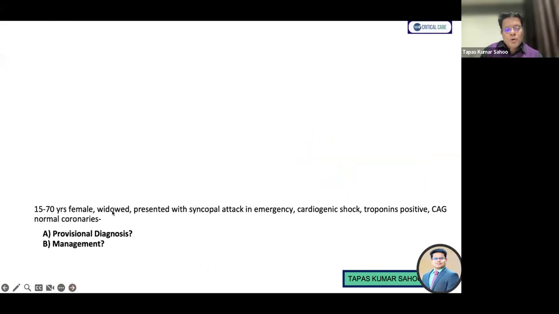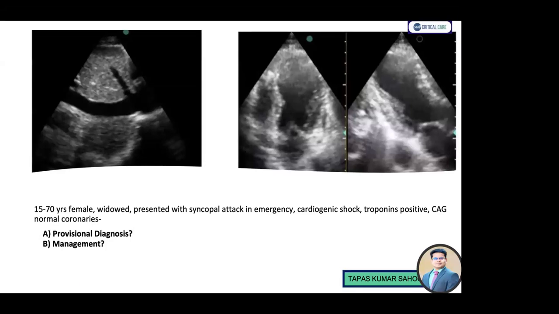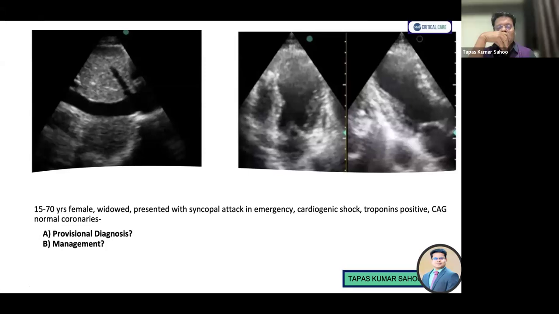70-year female, widowed, presented with syncopal attack in emergency. Patient is in cardiogenic shock. Troponin is positive. You send the patient for coronary angiography, normal coronaries. Provisional diagnosis and management. Takotsubo cardiomyopathy, broken heart syndrome. And what is the management?